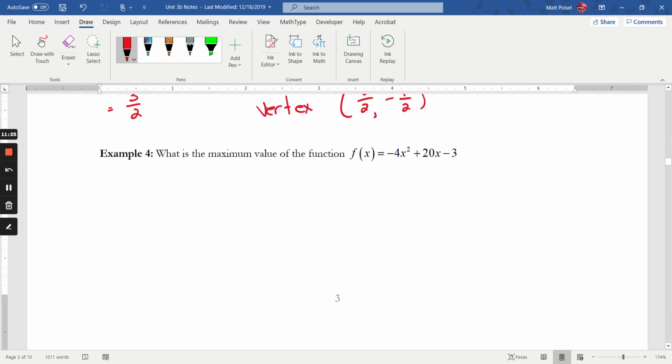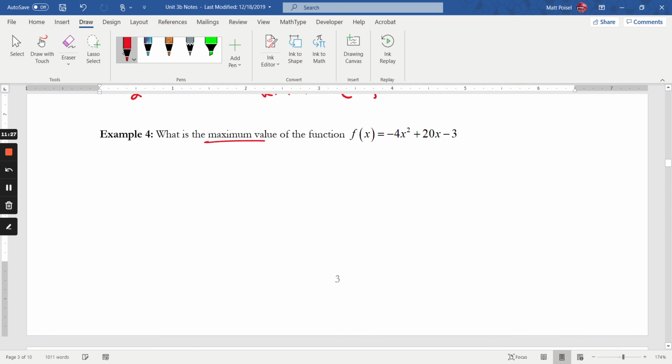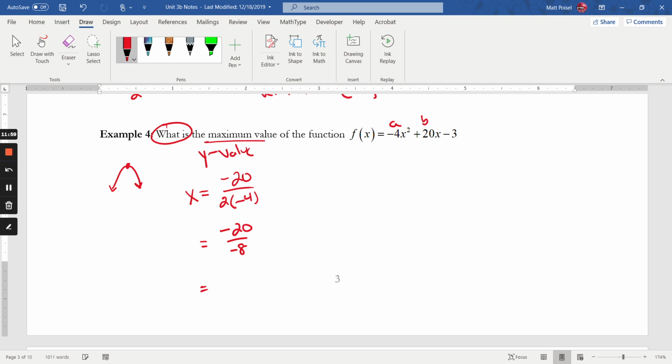Okay, example 4, we see the word maximum. So we know maximum refers to that vertex point. And it says, what is the maximum value? When we say what is the maximum value, that means we're finding the y value. So unfortunately, there's no shortcut to just jump straight to the y. We will find the x first. So again, there's my a, there's my b. And let's see, we're going to have negative 20 over negative 8, which is positive 5/2. And we've got to plug it in.